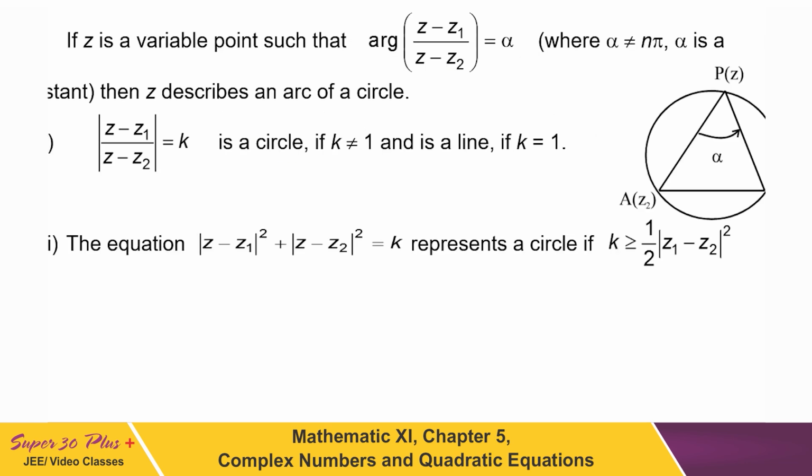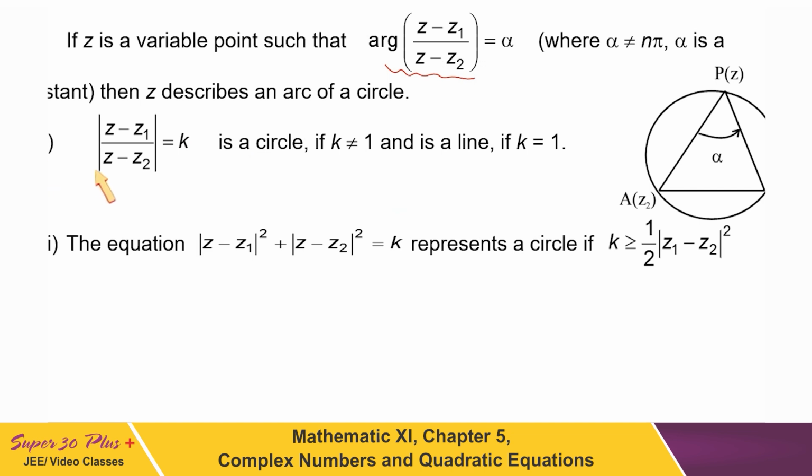Students, one important point is here. If z is a variable point such that the argument of (z − z1)/(z − z2) is equal to alpha, the angle between the lines PA and PB, where alpha is not equal to nπ and alpha is a constant angle, then the locus of z is an arc of a circle. Means z lies on this arc if the angle is alpha. If in any question this statement is given, then you can say that the locus of z is the arc of a circle.